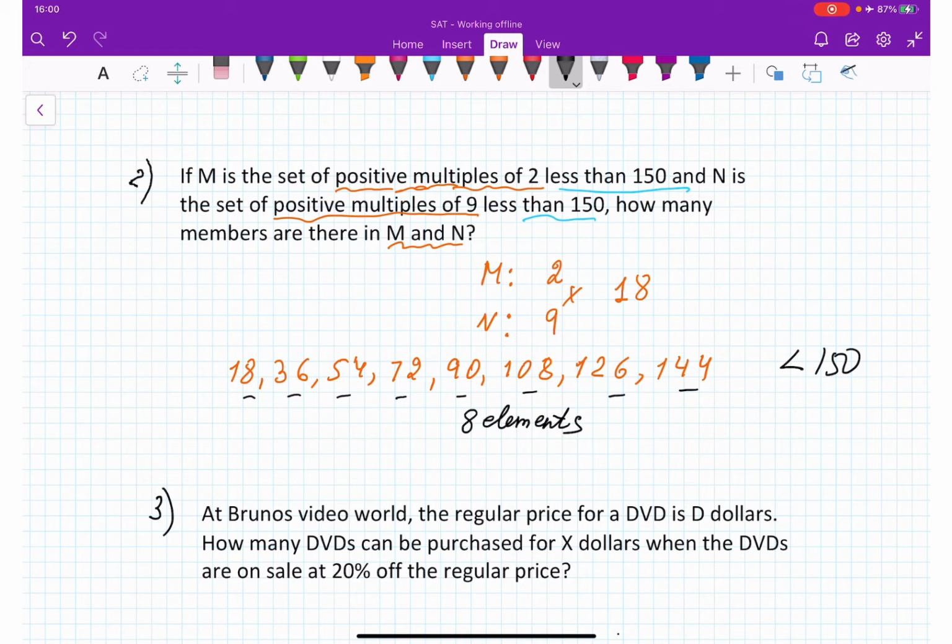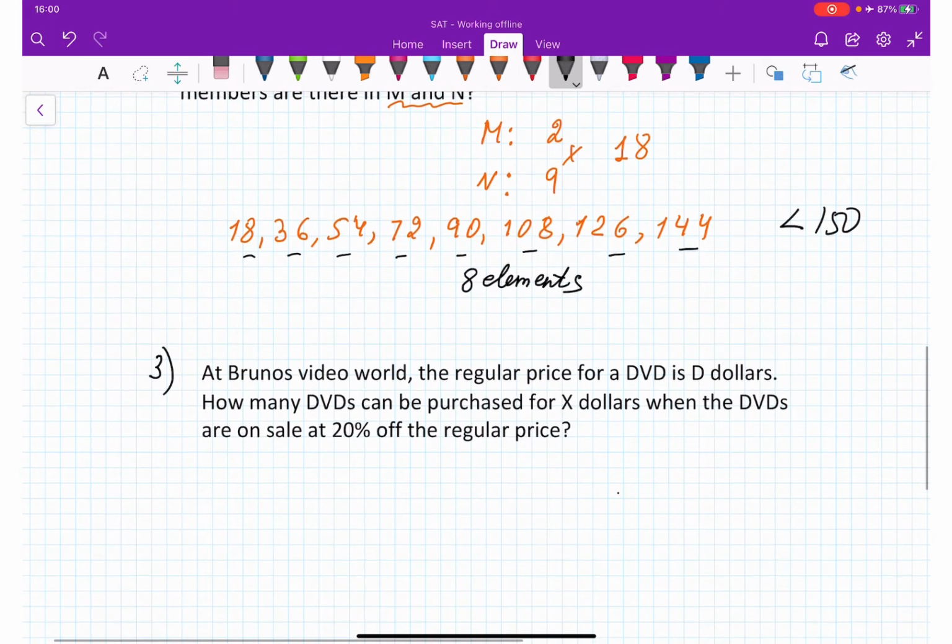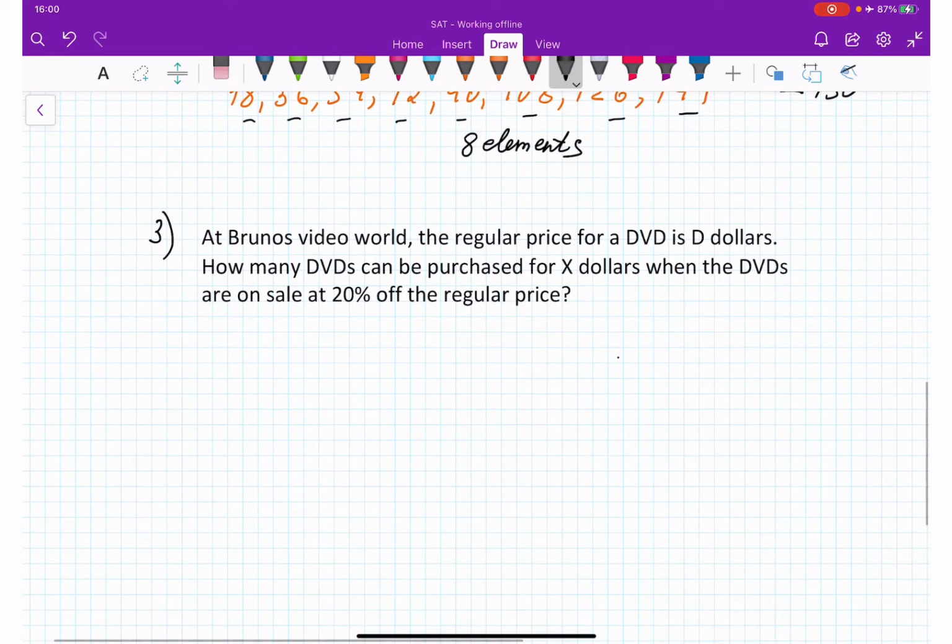All right? Next. At Bruno's Video World, the regular price for a DVD is D dollars. It's not giving you a specific amount of dollars. It just says D dollars. So the price of a DVD is D dollars. Okay. How many DVDs can be purchased for X dollars? You have X dollars total. When DVDs are on sale at 20% off the regular price.